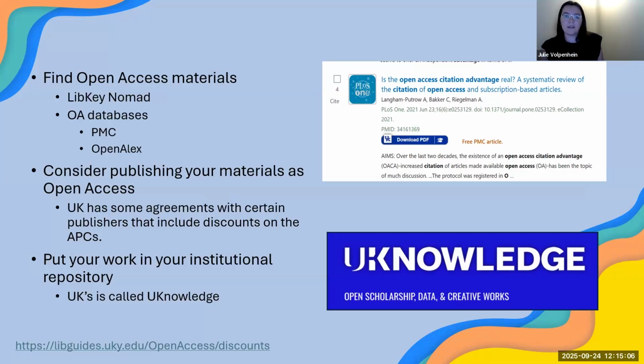So you can find open access materials in different ways. One great option is LibKey Nomad, which is offered through UK. It's a browser extension. I love it. And what it will do is it will first let you know if UK has access to it already, but also it will let you know if there's an open access version of the material available if it's not listed in our catalog. And then you just click it. It's often this download PDF button here, or it will say link to article. Here you can see this is also a free PubMed Central article, so this is open access.